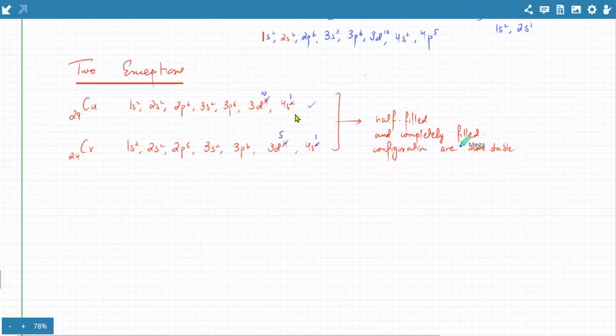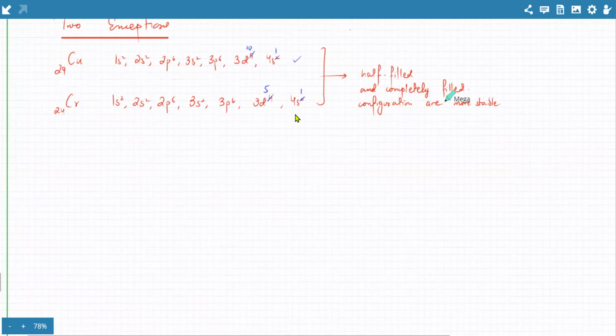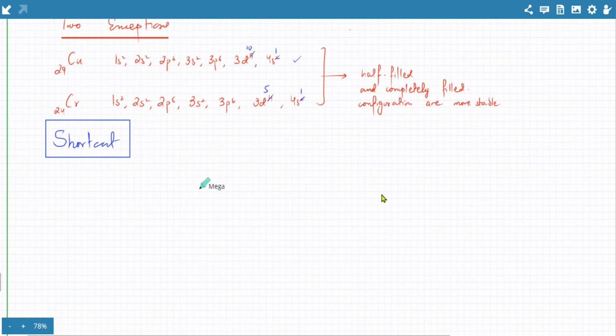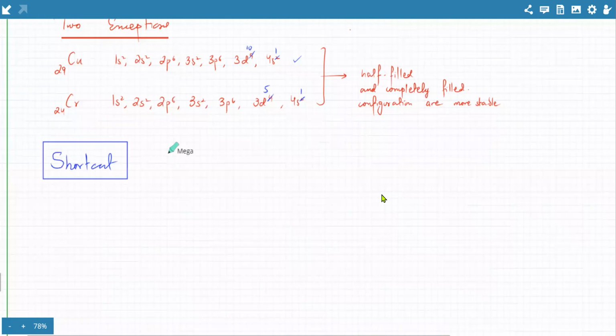So especially these two. Remember these two exceptions, and you get tricky questions on this for copper and chromium. The next thing we're going to discuss is how to write, I mean, what's the shortcut of writing electronic configurations? We need to figure out a shorter way, because it takes a lot of time to actually write all these electronic configurations.